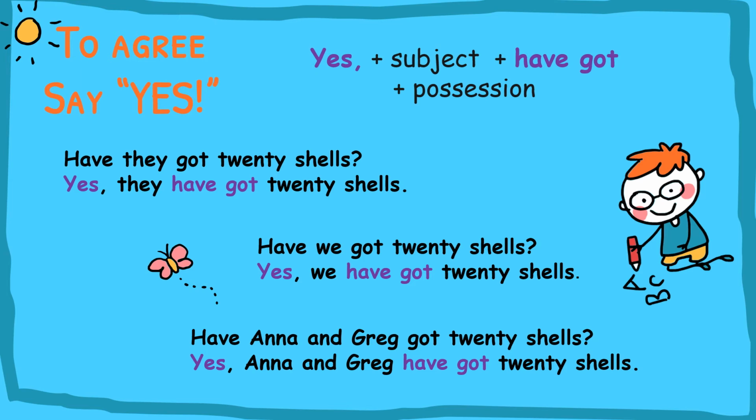Now let's have a look at the examples here. And why not you repeat after me? Have they got 20 shells? Yes, they have got 20 shells. Have we got 20 shells? Yes, we have got 20 shells. Have Anna and Greg got 20 shells? Yes, Anna and Greg have got 20 shells.